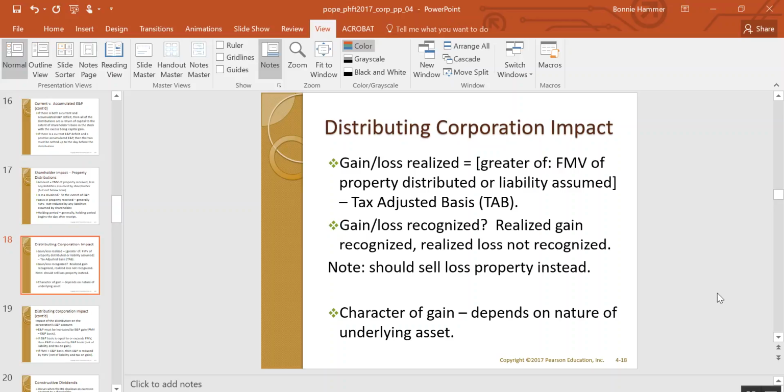The character of the gain depends upon the nature of the underlying asset. Does that make sense? So if you're distributing securities like stock in another corporation that the distributing corporation owns, that's a capital asset to the corporation. So therefore, if there's gain realized upon distribution of that stock, it's going to be capital gain to the corporation.